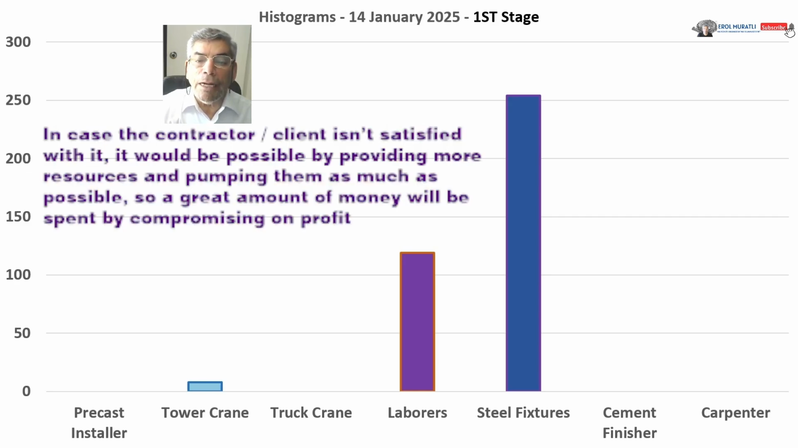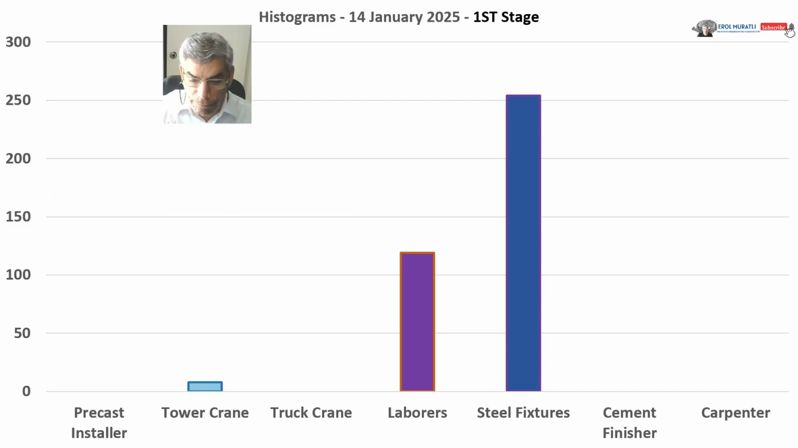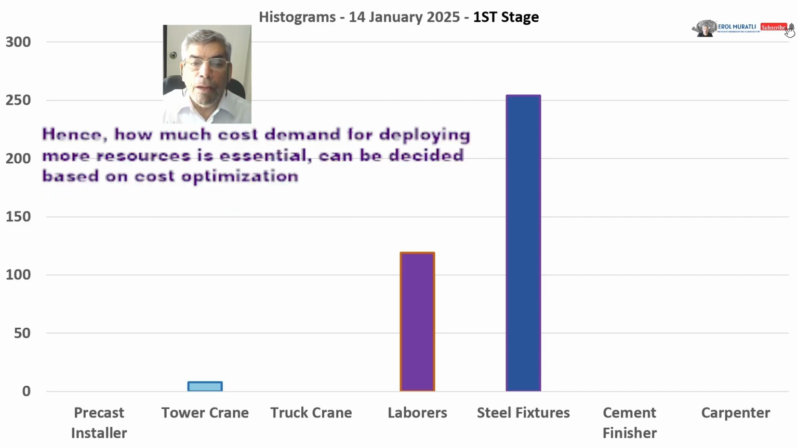In case the client isn't satisfied with it, it would be possible to provide more resources and pump them in as much as possible, but a great amount of money will be spent by compromising on profit. Hence, how much cost to demand for deploying more resources is essential, and can be decided based on cost optimization.